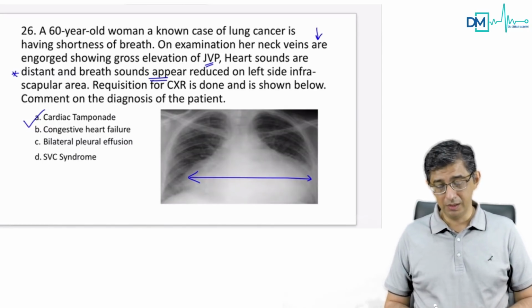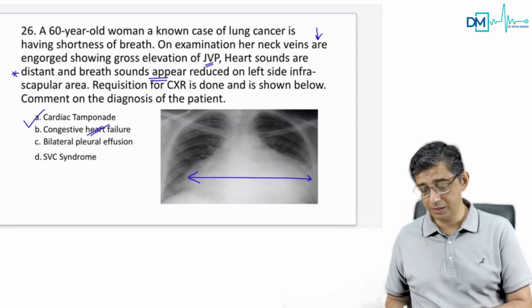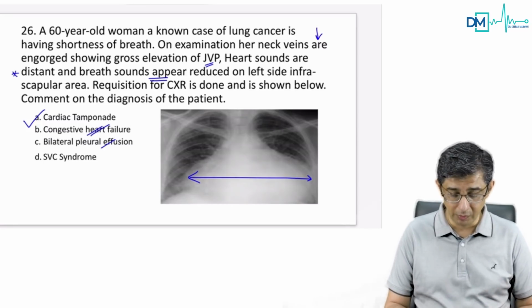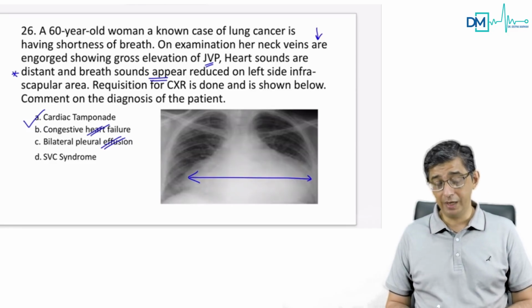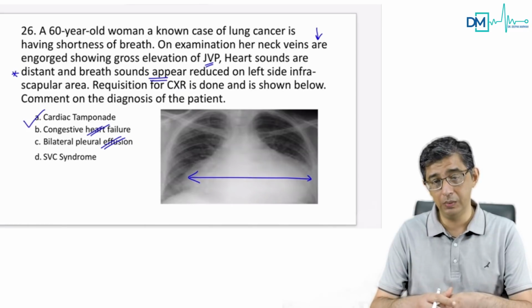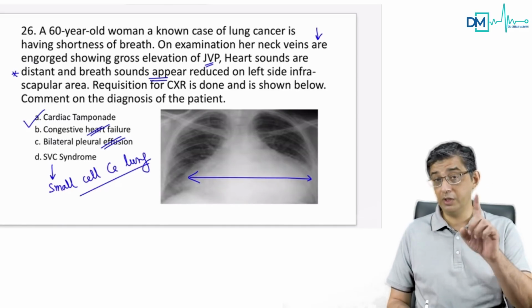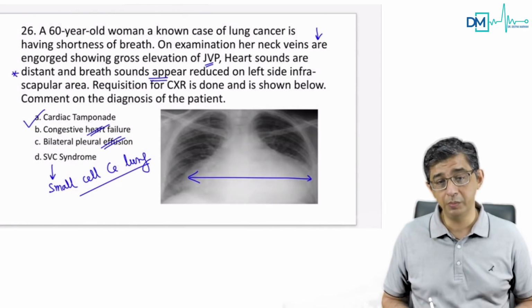Congestive heart failure: there are no risk factors for heart failure, so I'm ruling that out. Bilateral pleural effusion: I can see the CP angle, so I'm ruling that out. SVC syndrome, yes, that could be a possibility, but in SVC syndrome there must be a mass pressing on the heart. SVC syndrome is more common with lung cancer, right? I think that's a different MCQ that you know. Small cell lung cancer causes superior vena cava syndrome. Even that will cause an elevated JVP in the person.